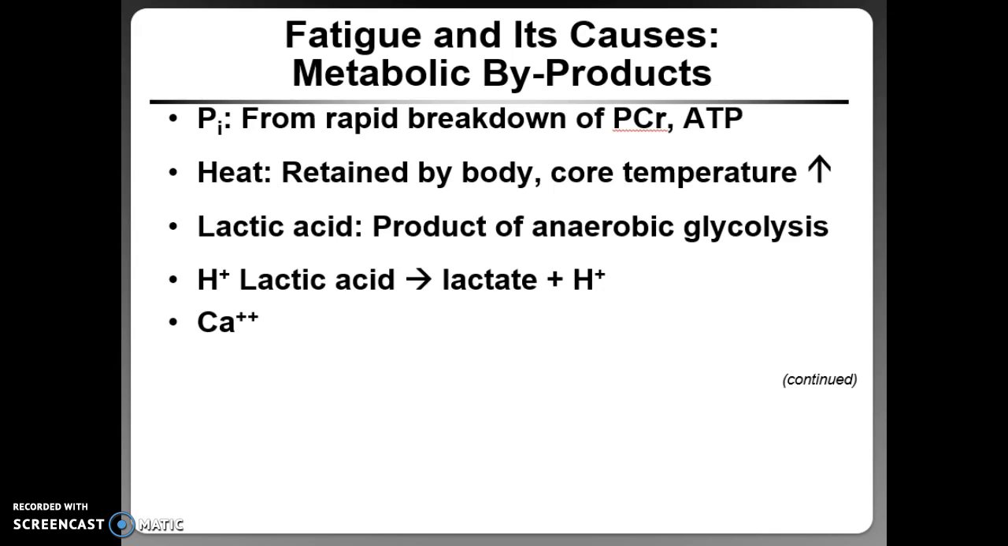So for metabolic byproducts, we have phosphate, from rapid breakdown of PCR and ATP, so we have an accumulation of phosphates. Heat is retained by the body, so our core temperature starts to increase. Lactic acid, yes, we do clear it. We do use it as glucose. Too much of it, however, can start to inhibit contraction. Hydrogen, lactic acid or lactate and hydrogen ions, as well as calcium issues. One thing to go back to with the phosphate is it can actually reduce calcium release from the sarcoplasmic reticulum.